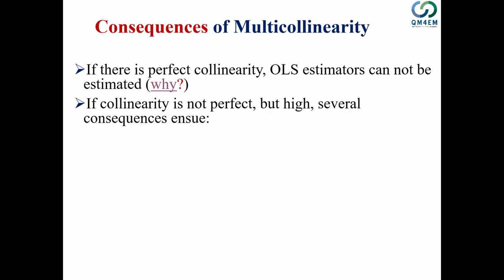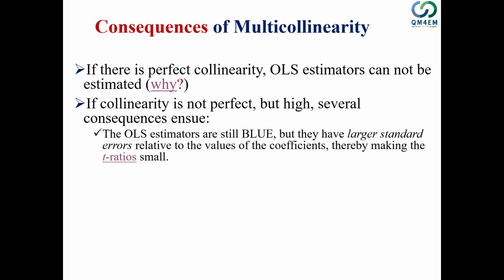We already started with the concept of having perfect collinearity and then imperfect collinearity. In perfect collinearity, no estimation is possible. The OLS method cannot be applied. You can say bye-bye OLS. But if it's a case of not perfect collinearity, you can apply OLS, but it will come with some consequences. So let's see what these consequences are.